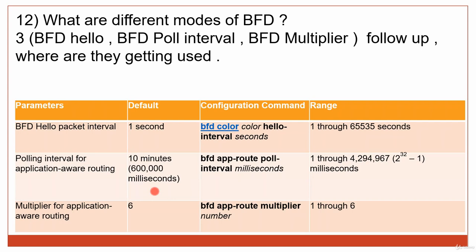Now here you can see 1 second, then 10 minutes, and then a multiplier of six, meaning 6 into 10, which gives you 60 minutes. That means 1 hour. So 1 second, 10 minutes and 1 hour, and those are the BFD types we have. Remember, the first option, the hello packet, is per tunnel, but the poll interval and the multiplier are per device.